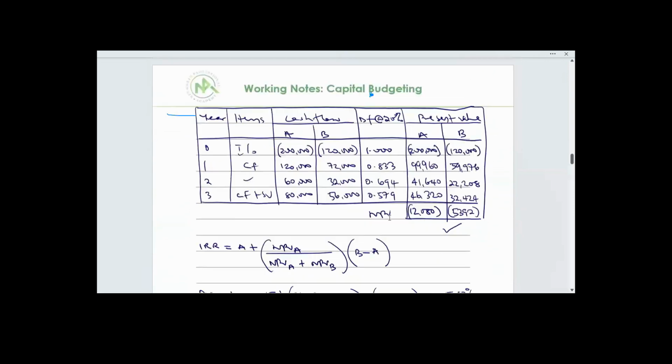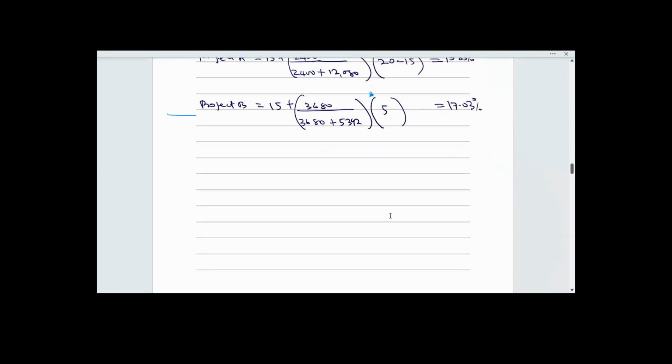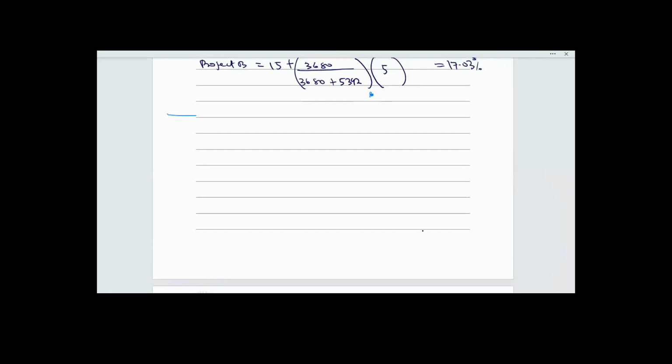So let's go to the third one, which says we should calculate. So requirement number 3. Calculating payback period.